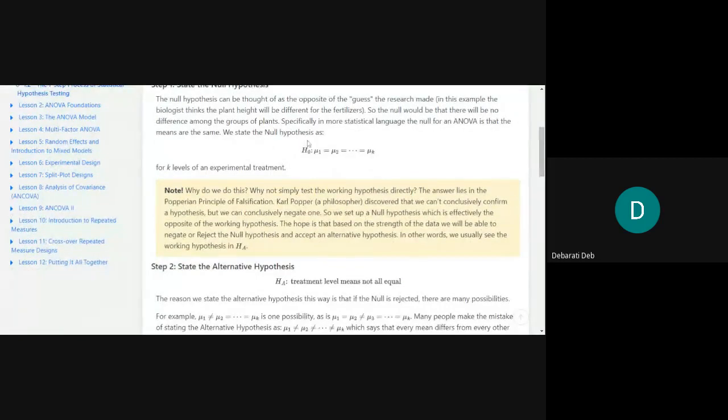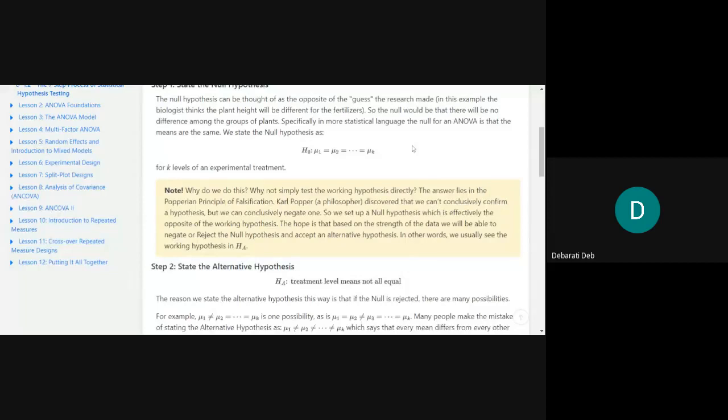So then, how will you write it in notations? With the help of notations, you can write it in this way. H naught, this naught or zero will be written in the subscript. H naught is mu1 equals mu2 equals mu3. Since you are saying that there is no difference among the group of plants, that means the group means of all the plants' heights are equal.